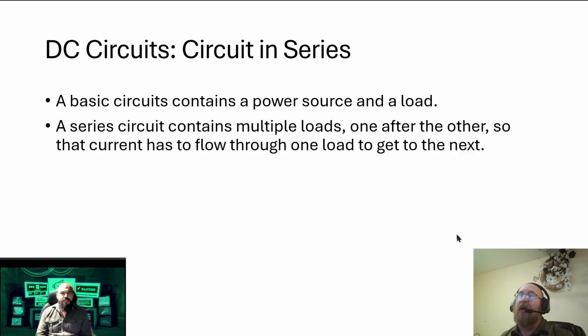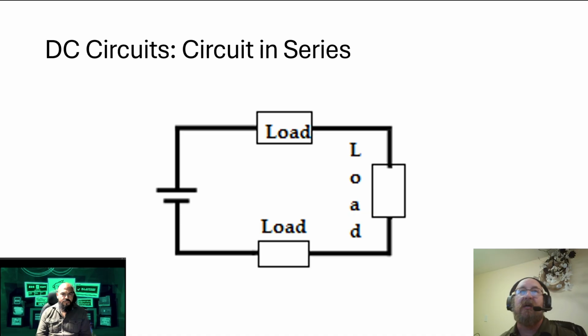So when we're talking about DC circuits, we're going to do a little bit of stuff that should be review for everybody here. A basic circuit contains a power source and a load. A series circuit is going to contain multiple loads one after another so that the current has to flow through each load to get to the next, a load being a resistance. So here's a quick diagram for that.